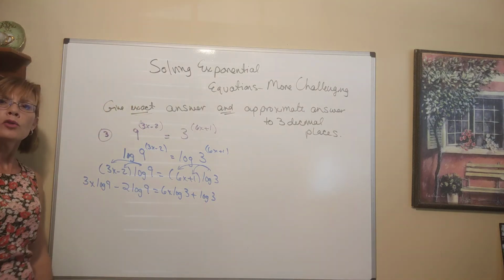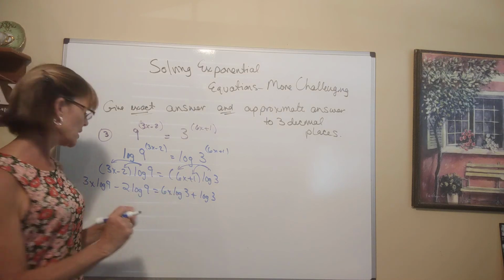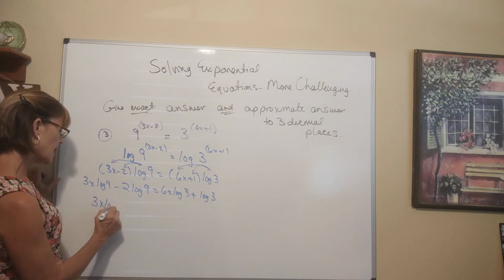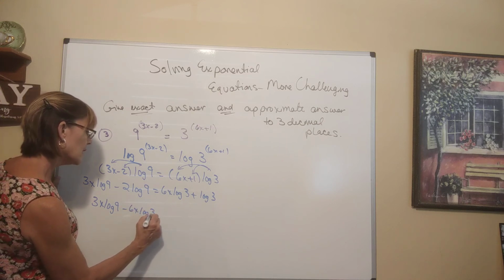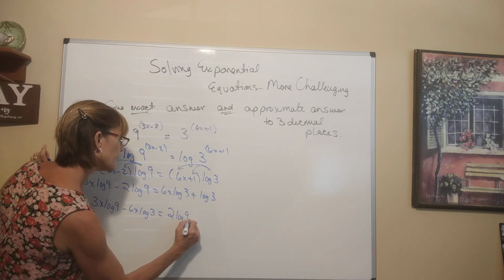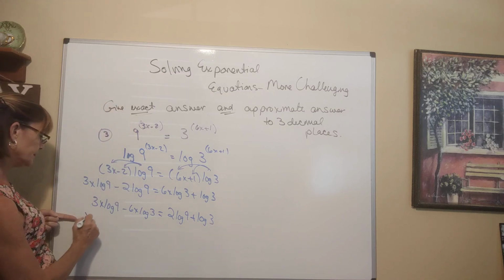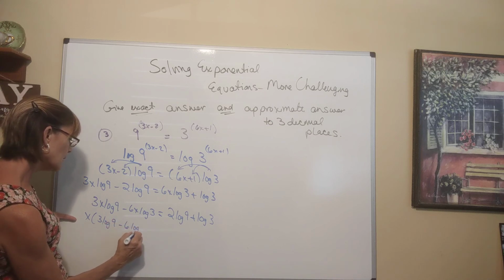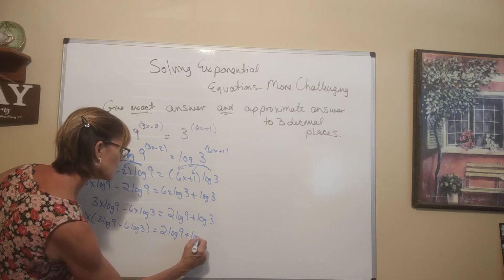Now I'm going to get everybody who has an x in it on one side of the equation and anybody who doesn't have an x on the other side of the equation. So I'm going to subtract 6x log 3. We have 3x log base 10 of 9 minus 6x log base 10 of 3 is equal to, I'm going to add this term over here, 2 log base 10 of 9 plus log base 10 of 3. I will factor out an x here. 3 log of 9 minus 6 log of 3 is 2 log of 9 plus log of 3.